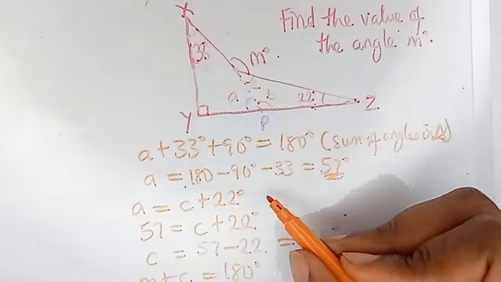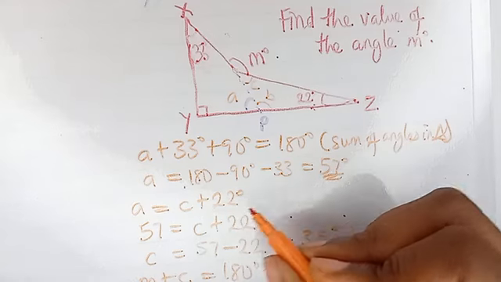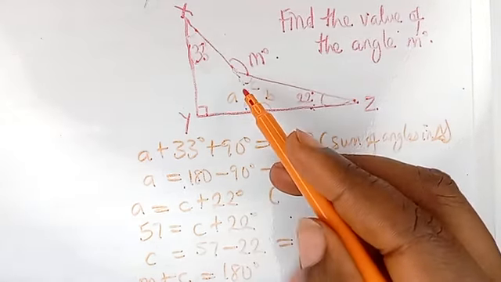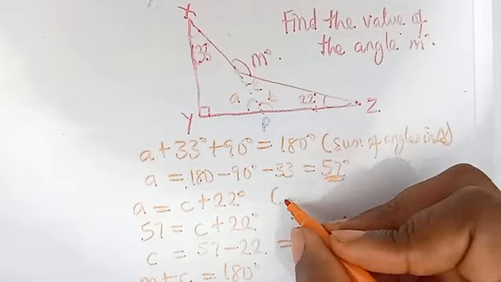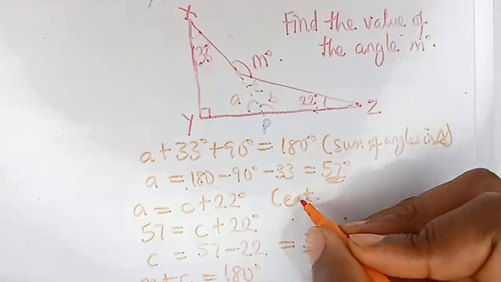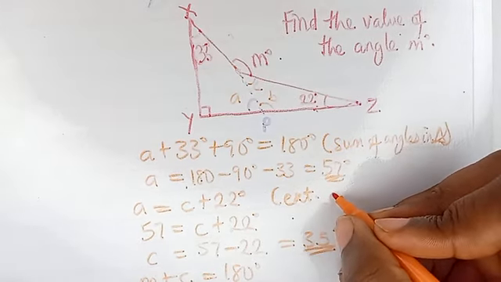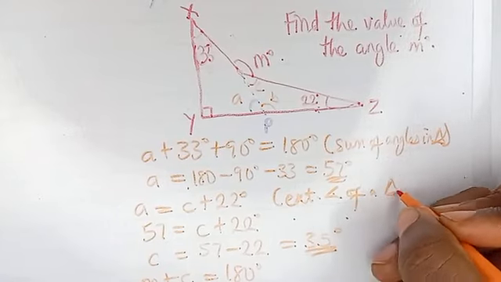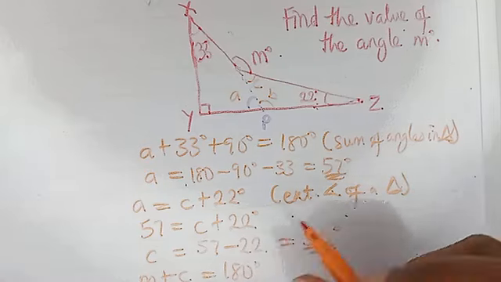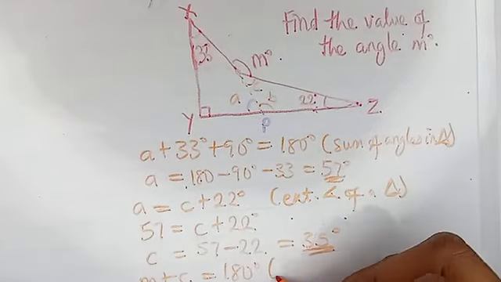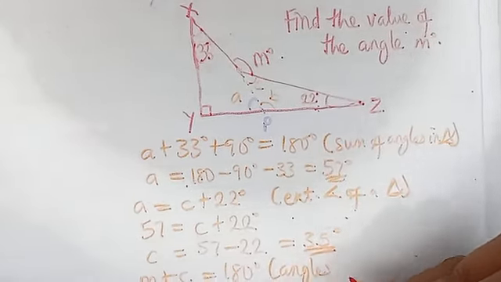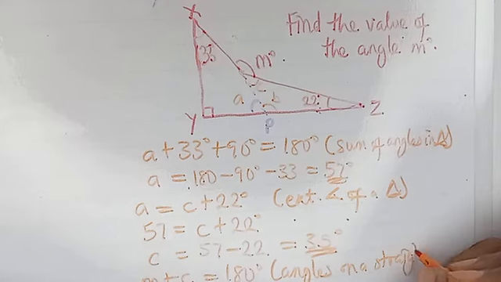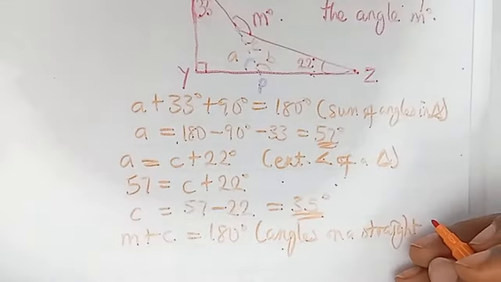Okay, I didn't write the reason for this. We should always have our reasons for making our statements. So that angle A is equal to C plus 22 is exterior angle of a triangle, EXT in short, angle of a triangle. So that M plus C is 180 is angles on a straight line.